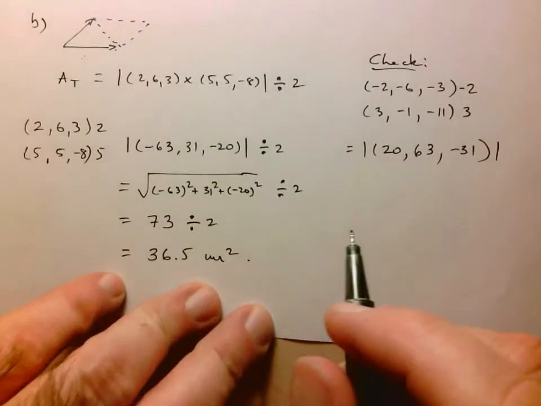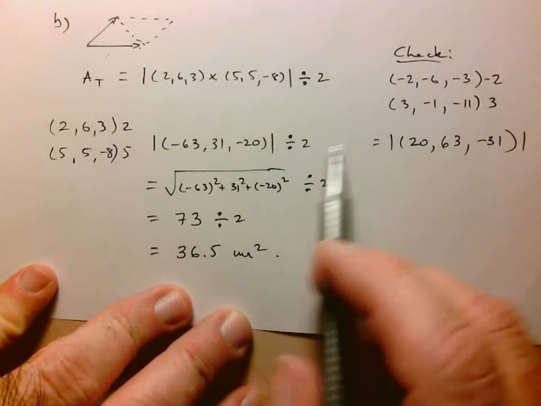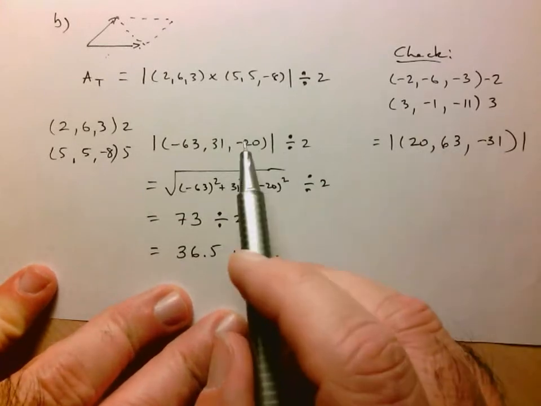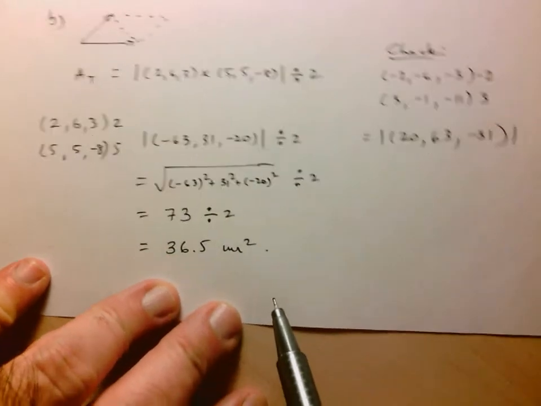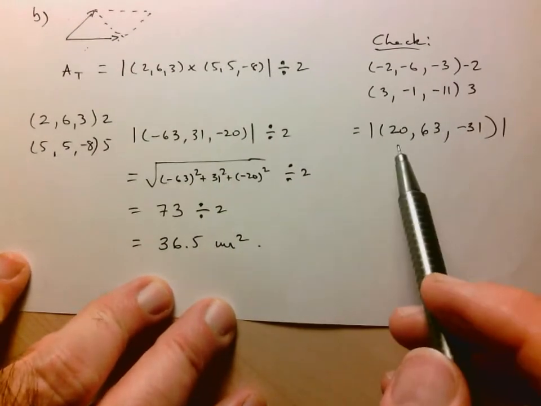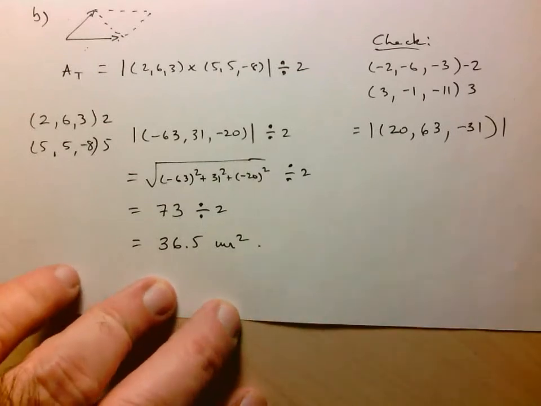Now, I'm not even going to bother finding the magnitude of this here because I see that the three components all have the same absolute value as the three components of my other vector. So I know that when I square them and add them and take the square root, I'll get the same value. Okay. So that's it for this one.